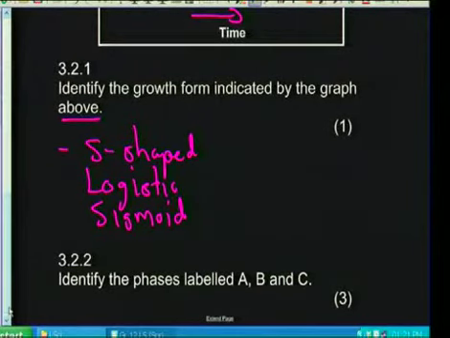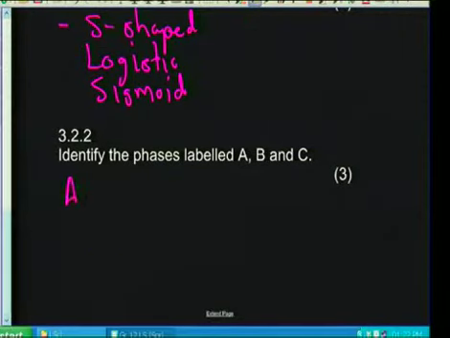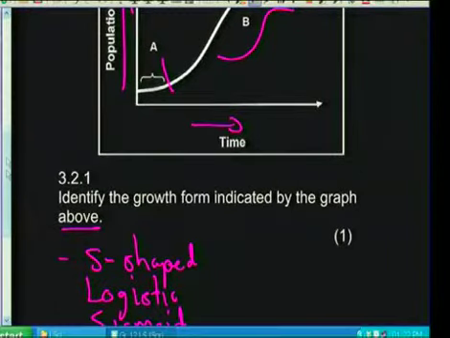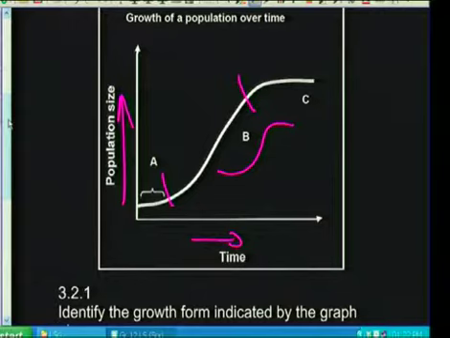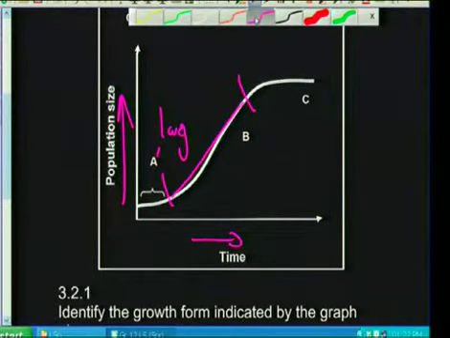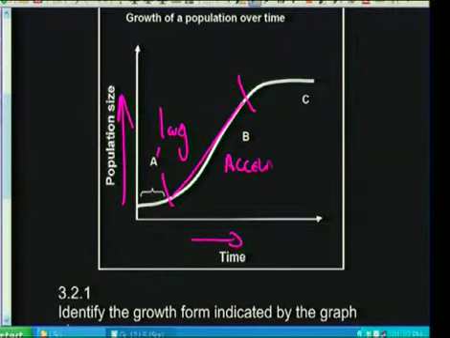Identify the phases labeled A, B, and C. When we look at that graph, guys, we see that A is the phase where the population growth is very slow, and we call A the lag phase, and that is when the population growth is pretty slow. B would be, we see an accelerated growth phase, or the population increasing rapidly. And we can call B the accelerated growth phase.